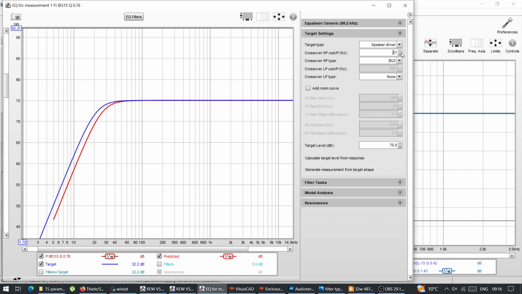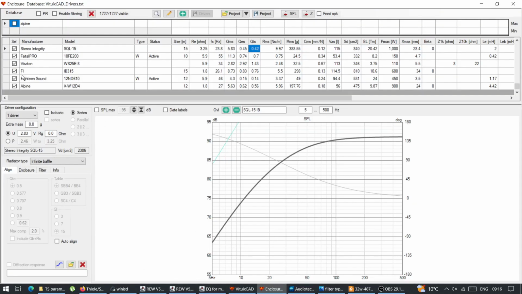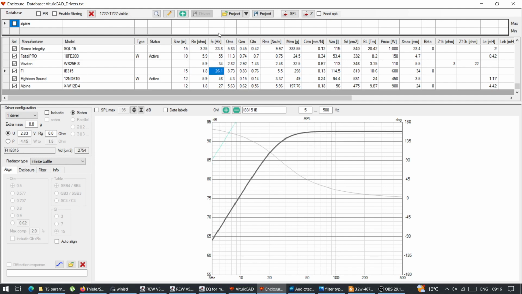If I change the frequency, it's different. So 26 hertz for this FI driver, where is it? FI, 26 is FS. So if you model a driver in infinite baffle, the FS and the QTS define the kind of natural crossover that that driver has with nothing applied.